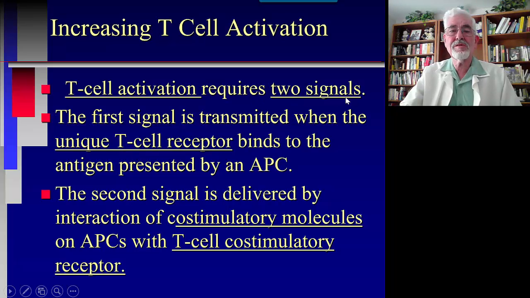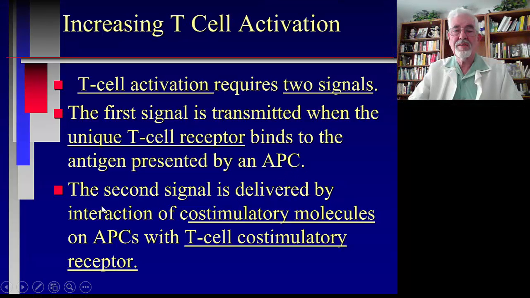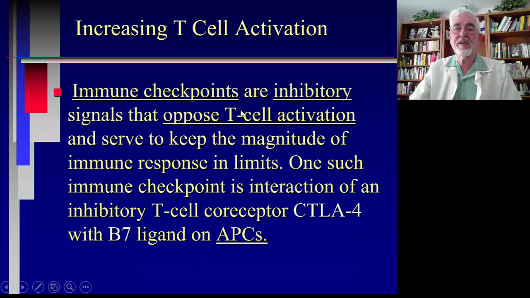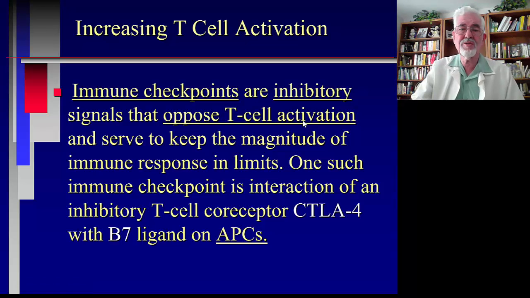T cell activation requires 2 signals. The first signal is transmitted when a unique T cell receptor binds to the antigen presented by an APC, antigen presenting cell. Now, the second signal is delivered by interaction of co-stimulatory molecules on the APC with T cell co-stimulatory receptors. We talk about that. Immune checkpoints are inhibitory signals that oppose T cell activation. That means those receptors, if something gets attached to them, will stop the T cell activation.